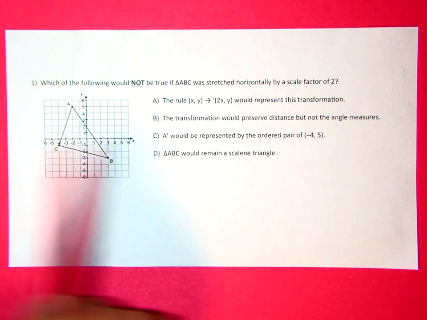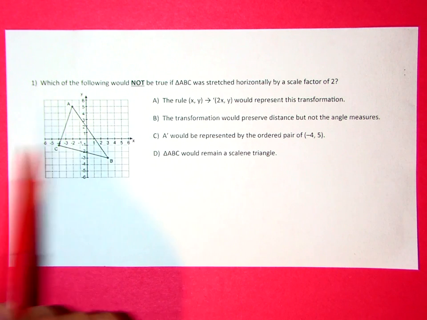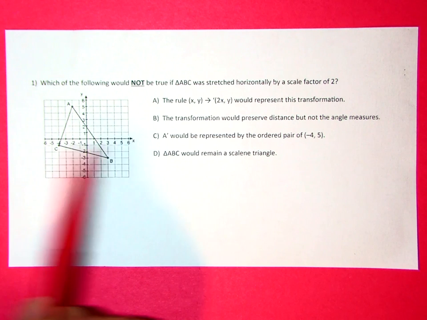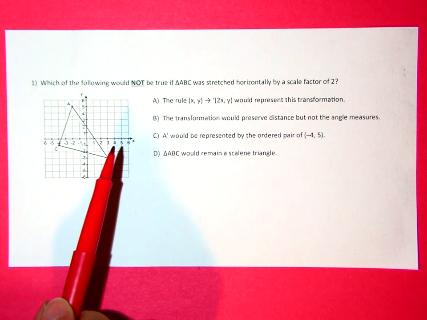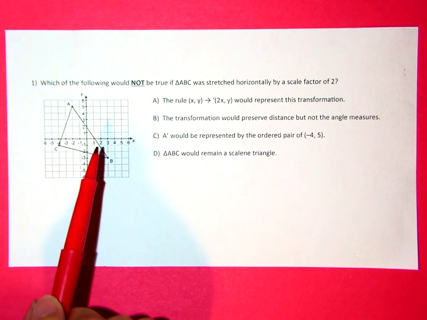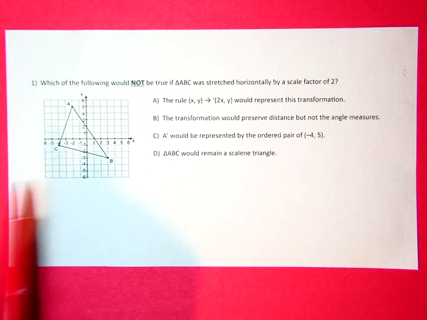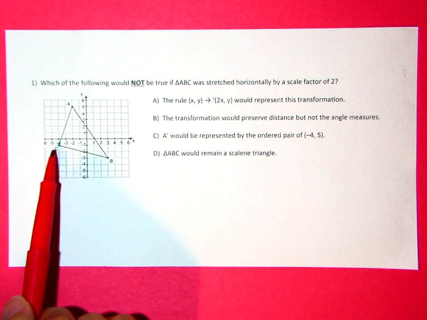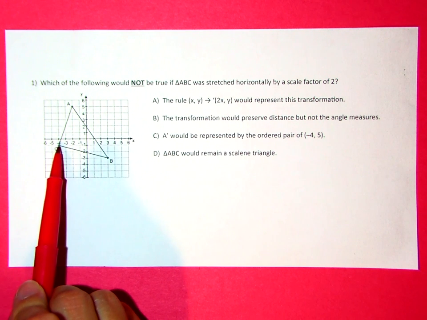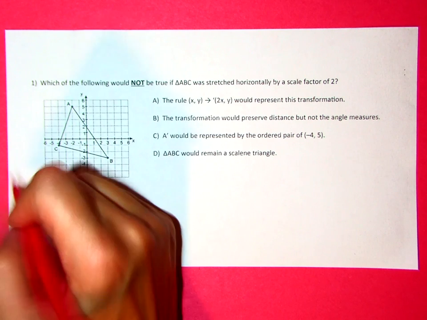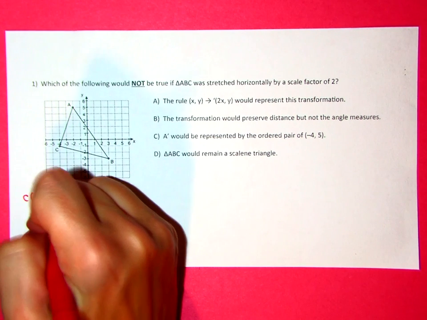X's is your horizontal axis, and so if it's stretched horizontally by a scale factor of 2, that means we're going to be doing 2 times the x, but not the y. So let's go ahead and look at what this would look like in terms of our picture here. In terms of our picture, my x is at -4, -1, and that's for C, -4, -1.